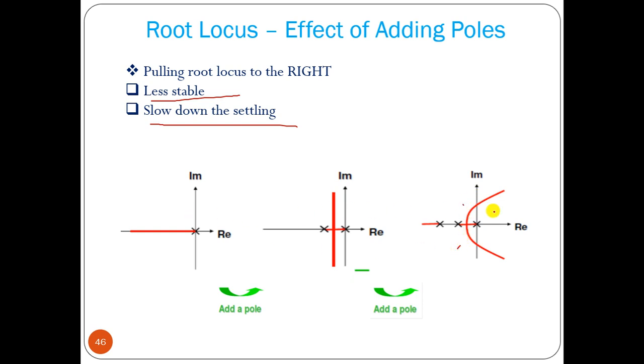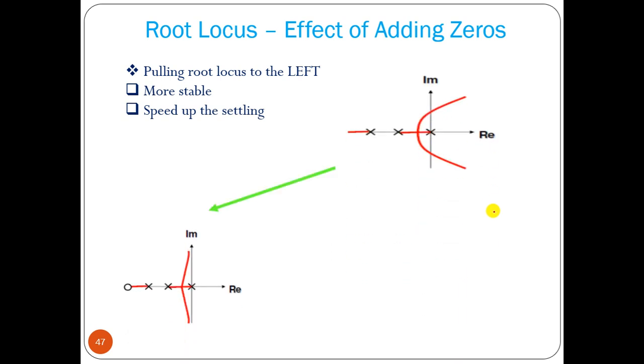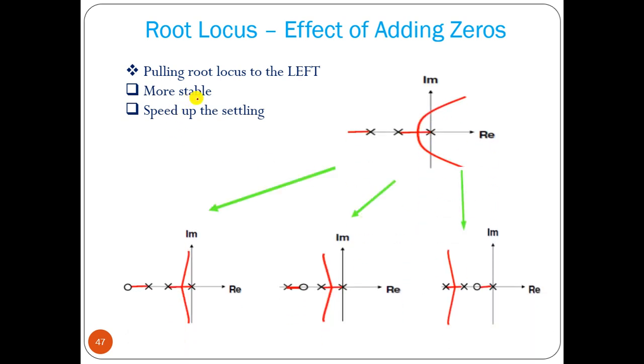If we add a zero, what will happen? Your system becomes more stable and the settling time speeds up. This is the system. If we add a zero here, this part is pulled to the left side of the S plane. If you keep the zero in this particular position, it moves further. So this point is moving towards the left. Now you can see this is here. If you move this zero here, it moves more to the left. If you move this zero here, it moves more.